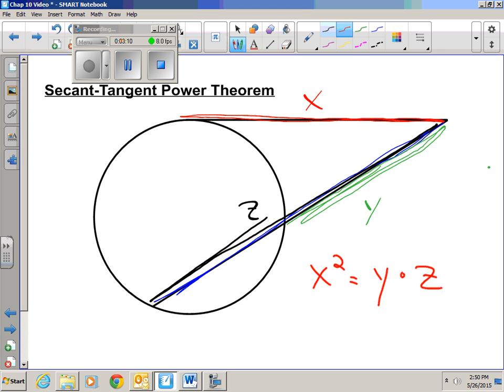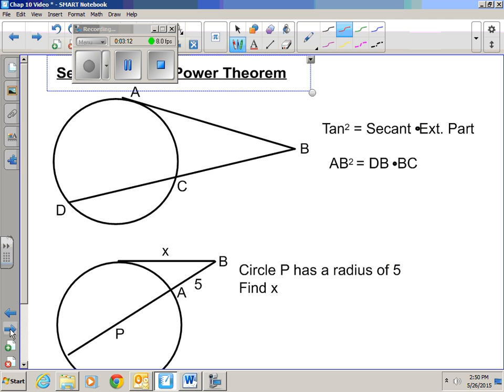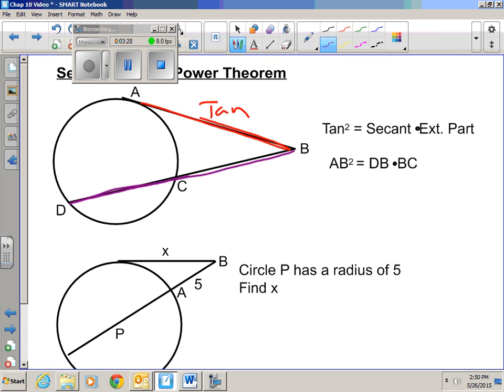So in other words, let's look at that one more time. The tangent secant power theorem says it's the tangent squared, so let's call this the tangent squared. So that piece squared equals the entire secant, we'll do that in purple, times just the outside part, do that in blue, the outside part of the secant.